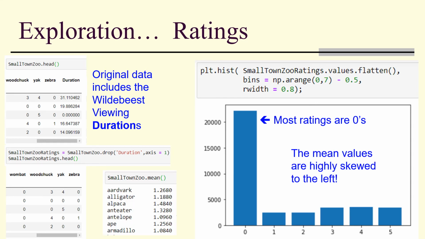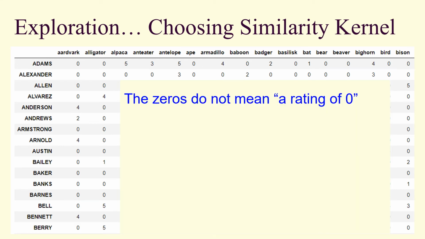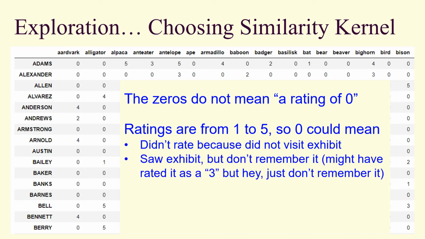Notice the mean values are highly skewed to the left. So we can't really use an average here, because the average is going to be so heavily influenced by the zeros, which means they haven't rated the exhibit. So how do we choose a similarity kernel? Well, the zeros don't mean a rating of 0, so we shouldn't really use the zeros at all. If there's a 0, we just use it as an indicator that they didn't rate the exhibit.